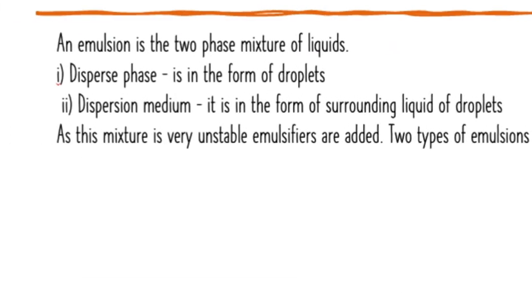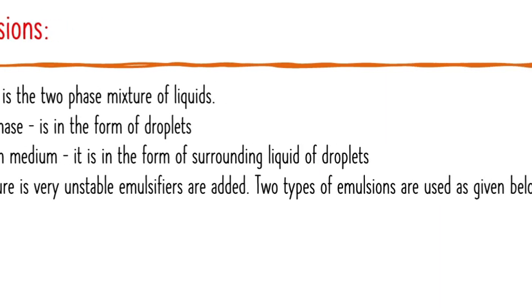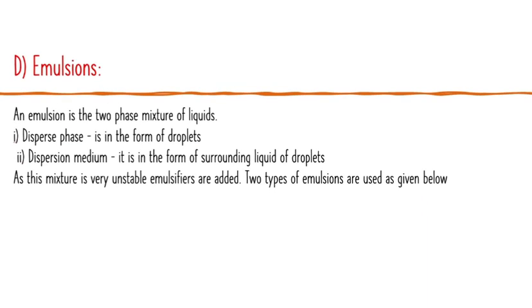The last one of our types is emulsion. It is a two-phase mixture of liquids. First is a dispersed phase in the form of droplets, and second is a dispersion medium, which is in the form of surrounding liquid of the droplets. As the mixture is very unstable, emulsifiers are added. Two types of emulsion are used as given below.